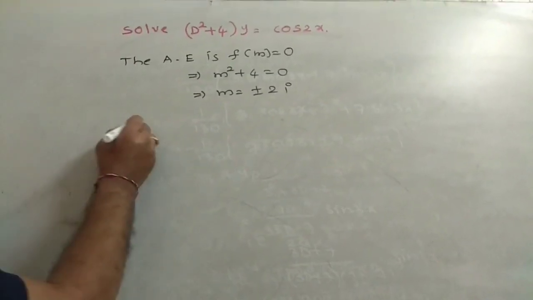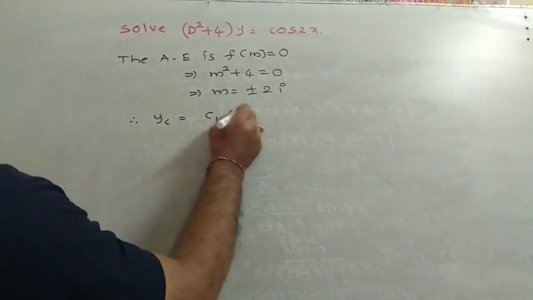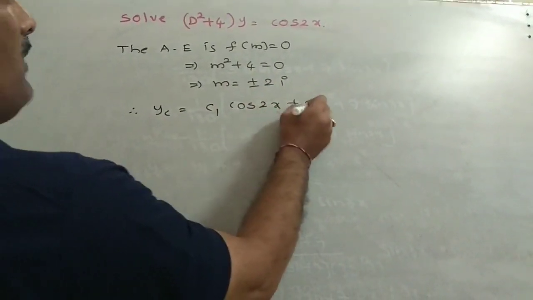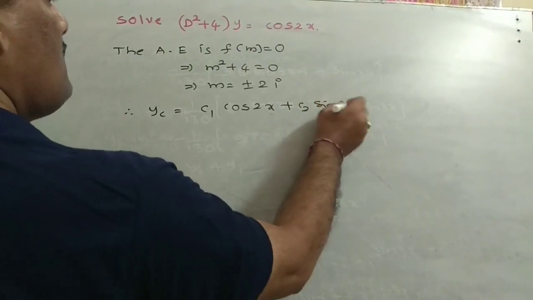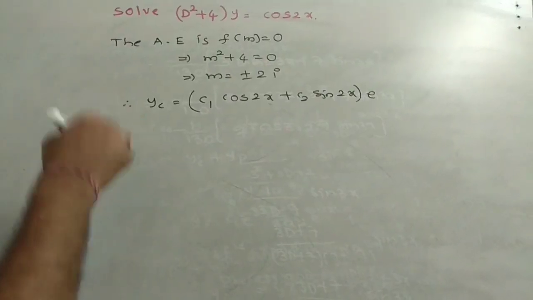Complex. So in that case, yc can be taken as c1 cos imaginary part, the imaginary part is 2x, plus c2 sin imaginary part, 2x, totally multiplied by e to the power of real part.